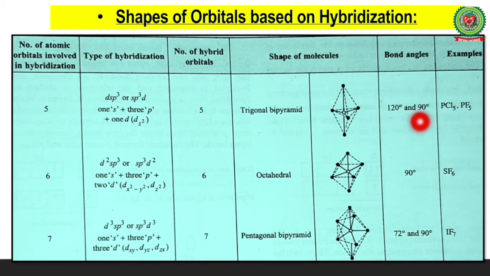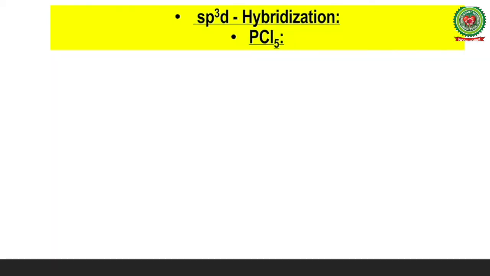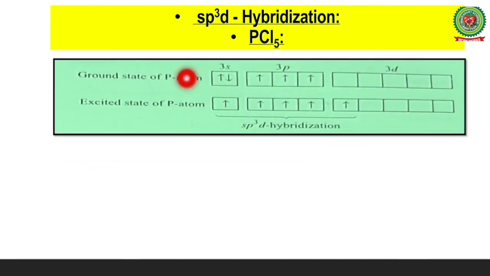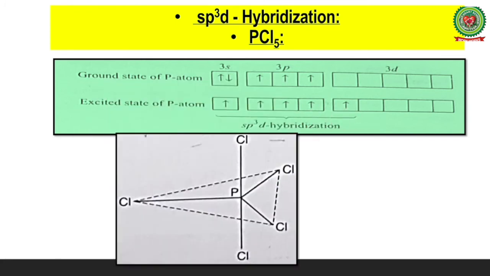So let us take one example to understand this: sp3d hybridization in the PCl5 molecule. When we talk about phosphorus, the atomic number of phosphorus is 15. So the valence shell configuration will be 3s2, 3p3. Now one of the electrons in the s orbital gets excited and jumps to the d orbital because it wants to accommodate 5 chlorine atoms. So 5 orbitals have singly filled electrons, and the hybridization comes out to be sp3d, and the shape is trigonal bipyramidal.